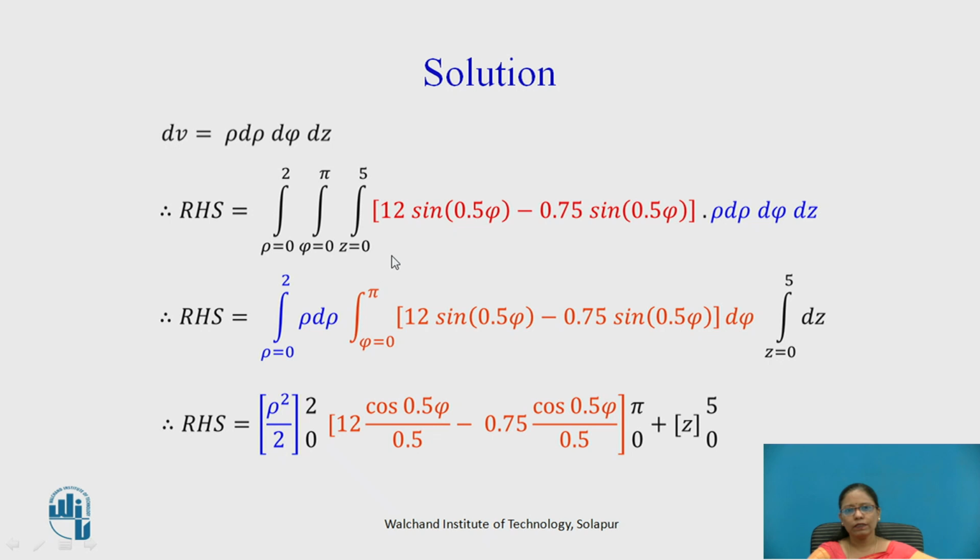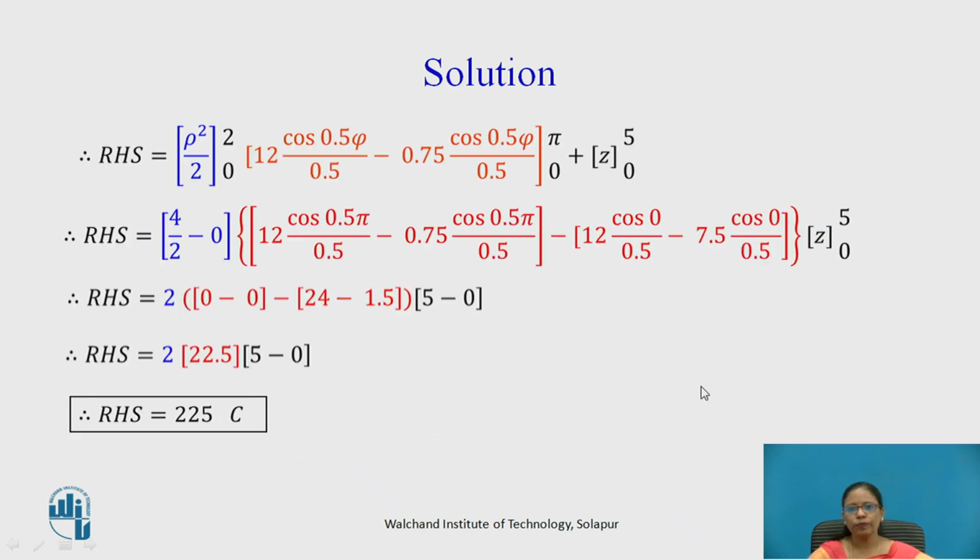Now let us separate out these integrals. So integration of rho d rho. This is the phi part, so it is taken with respect to d phi. This is integration of dz. Now rho d rho will give me rho square by 2, limits as given in the question 0 to 2. This is 12 as it is. Sine 0.5 phi, when I integrate it, gives me cos 0.5 phi upon 0.5. Then minus 0.75 as it is. Again sine 0.5 phi is integrated, and the limits are 0 to pi as per the question. The integration of dz is z, limits are 0 to 5.